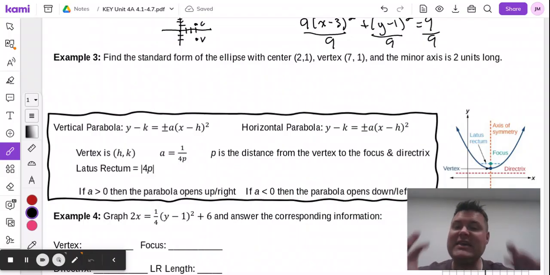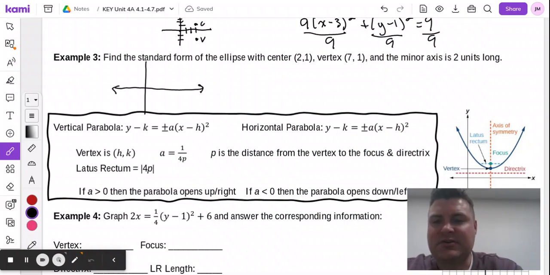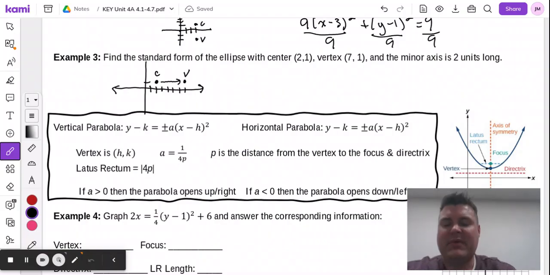Now I'm going to give you the pieces, and we need to find the standard form. For any of these, I always just draw. I think it's the easiest thing. I just do a little sketch here, and then we can figure this thing out. So find the standard form of the ellipse with the center of 2, 1, a vertex 7, 1, and the minor axis is 2 long. So center is 2, 1. Label that as C for center. Vertex is 7, 1: 3, 4, 5, 6, 7. Since that's a vertex, you can clearly tell that my x is larger.